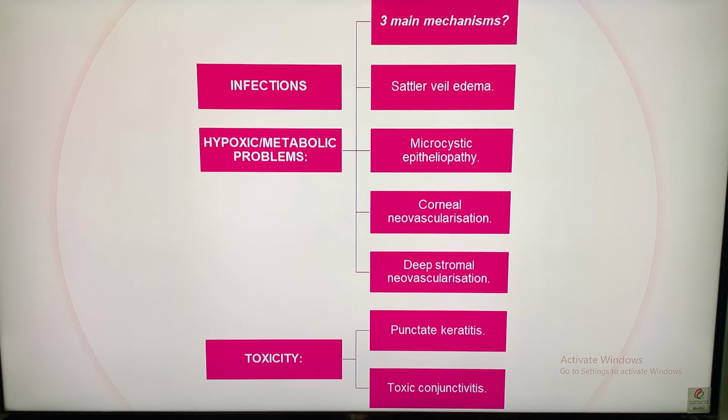The third category is toxic reactions. One point is that all these problems may be due to the contact lens itself, or due to its lens solutions or preservatives used. The body responds to these things, and these complications may occur. So in toxicity we have punctate keratitis and toxic conjunctivitis.